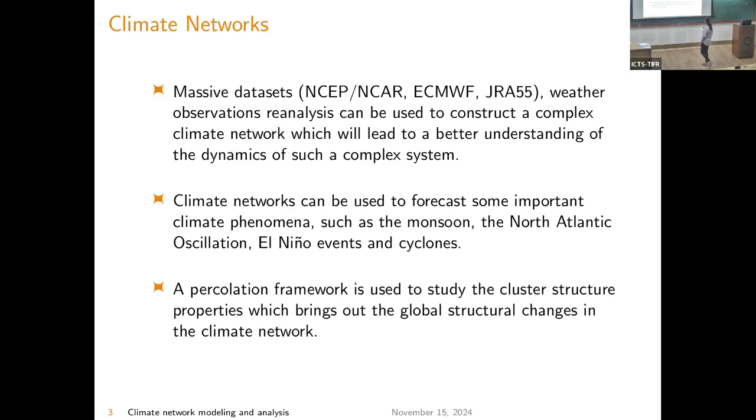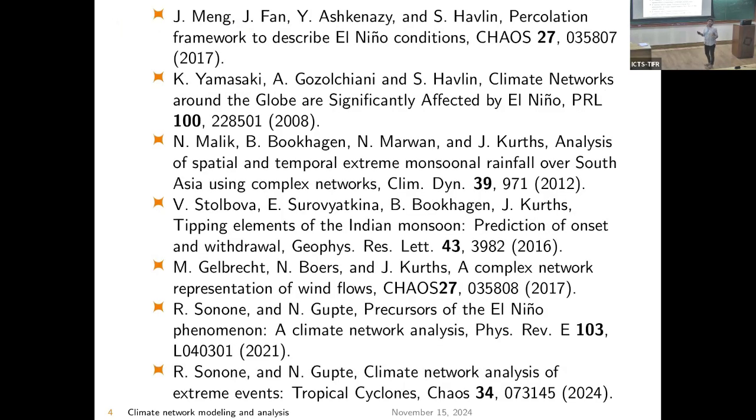The percolation framework is used to study the cluster structure. Once you construct a correlation network, we use the percolation framework to understand the global structural changes occurring in that climate network, and we try to find certain precursors, certain measures which are different when the activity is happening, and that way we can apply this climate network to the real phenomenon.